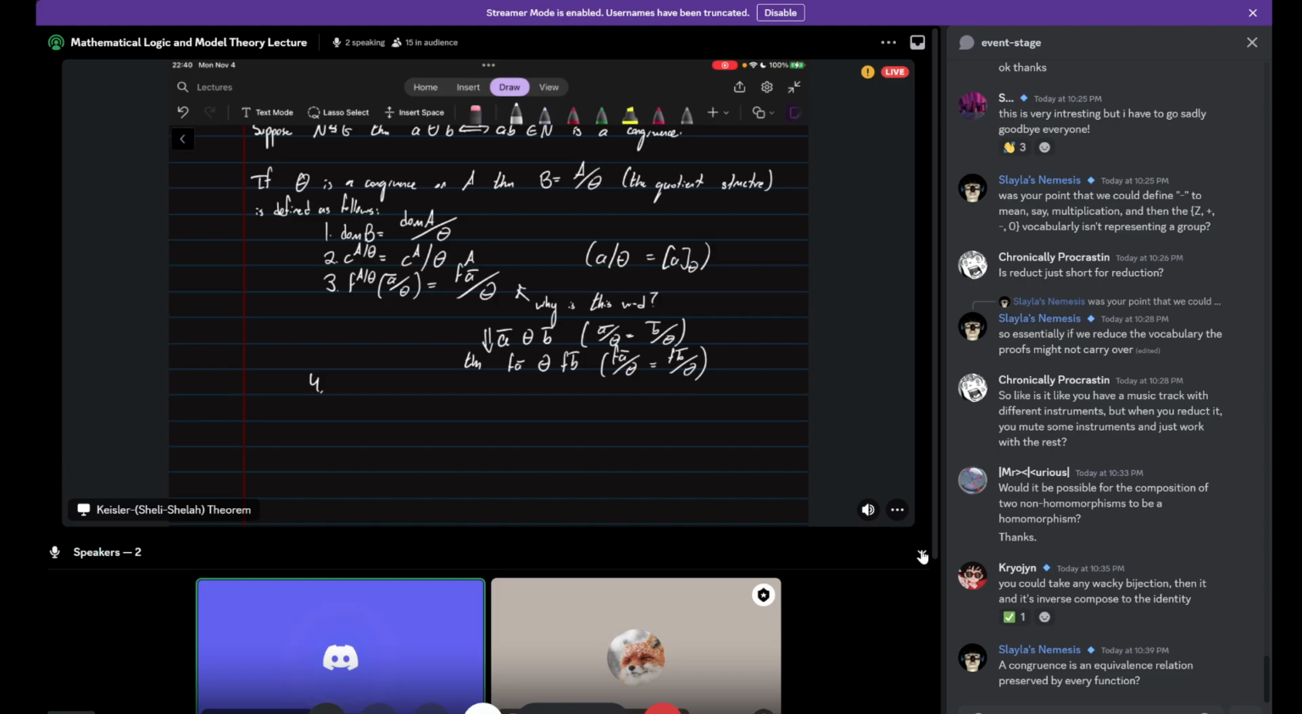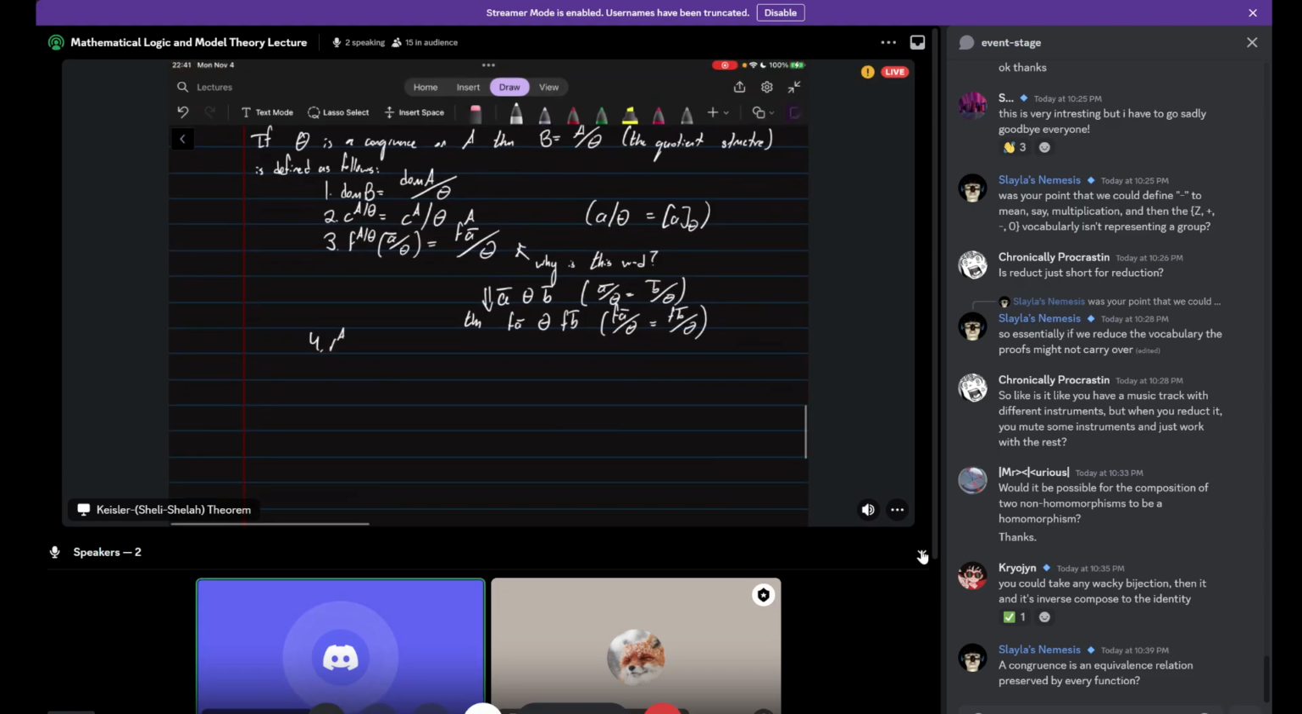And finally, R of a over θ holds if and only if there exists a b in a over θ such that R of b. Okay, so a quotient, an equivalence class, or a congruence class, sorry, satisfies a relation if and only if one of its elements satisfied the original relation in A. Okay.